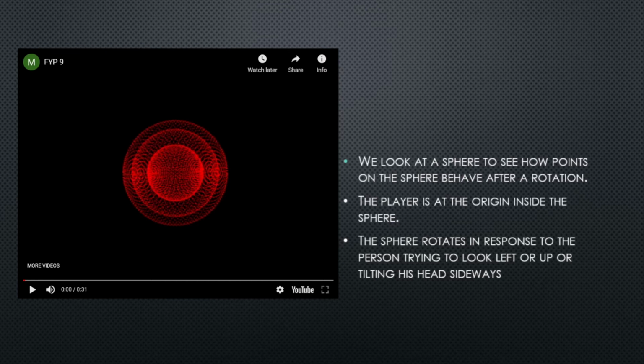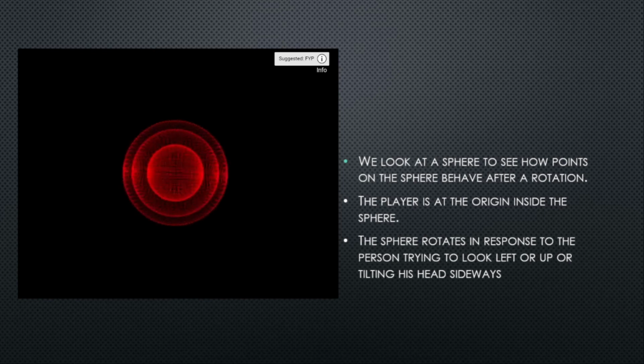one of the axes. But first, we will look at this from the inside to see what rotations do to the points on the sphere. This is the demonstration of the Euclidean rotation. The sphere rotates in response to the player looking left, or looking up, or tilting his head sideways.